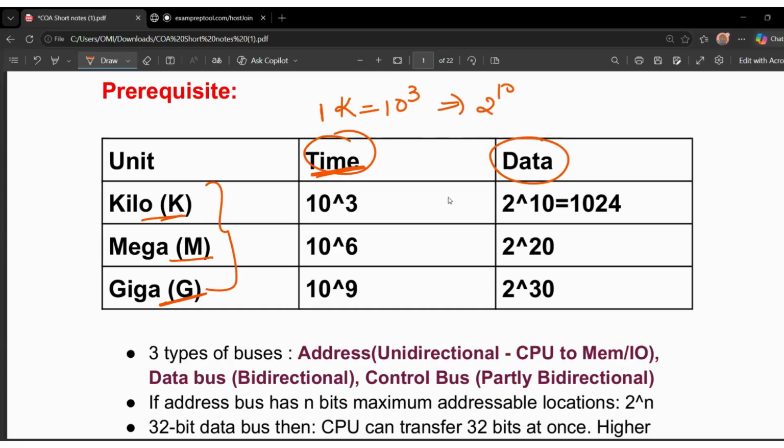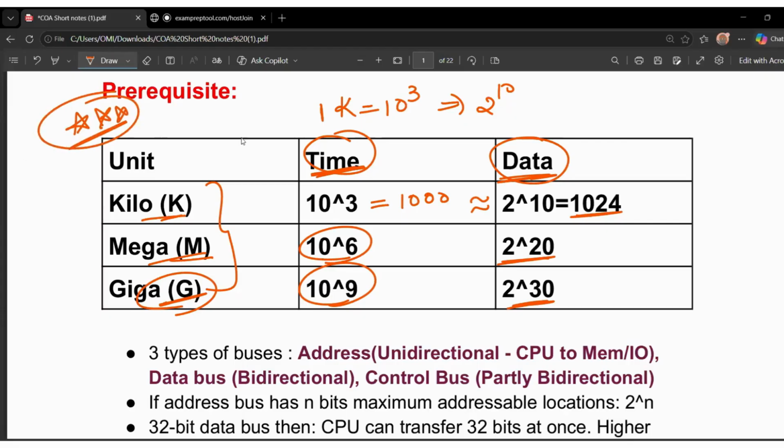Almost these two values are the same. 10 power 3 means 1000, and this will be 1024, so almost both values are the same. Similarly, one mega is 10 power 6, 1 giga is 10 power 9, and for data, it's 2 power 20 and 2 power 30. This is important. You must know this.